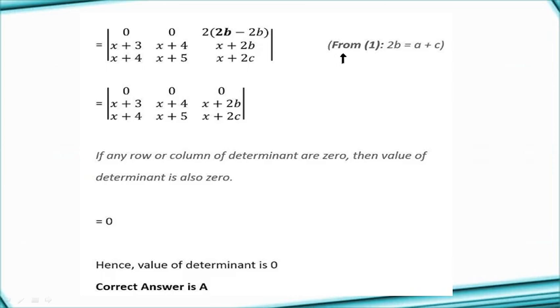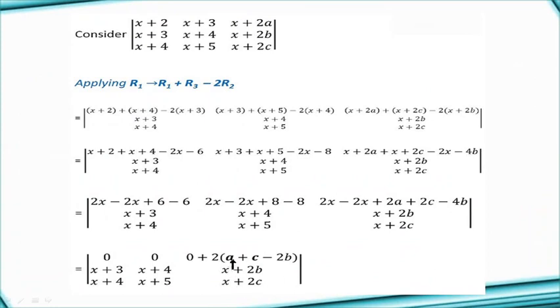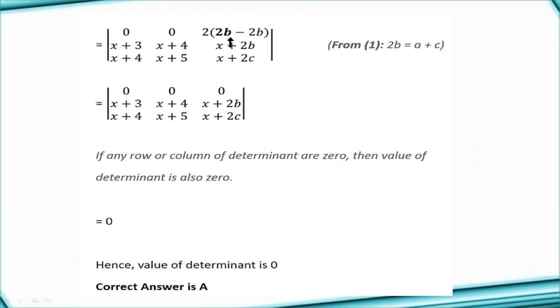Then here 2B equal to A plus C. So in the last step here we got A plus C. In place of A plus C we can write down as 2B. So 2B minus 2B will also be 0. When all the elements of any row or column become 0, it means the determinant is also 0. Hence the value of determinant is 0 and the correct answer is option A.